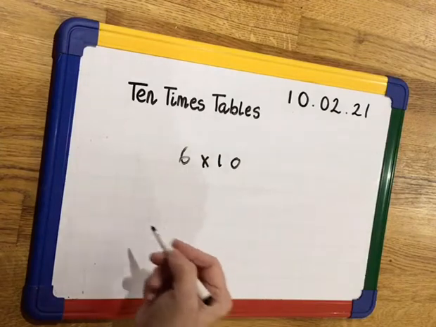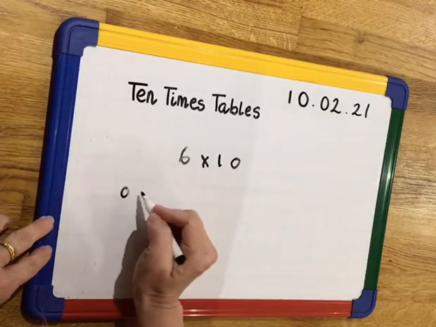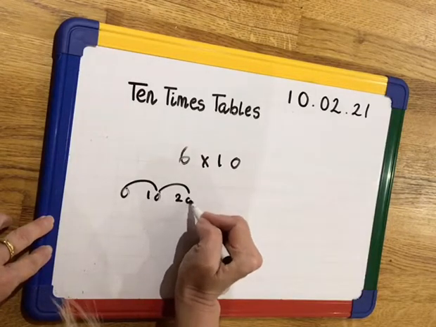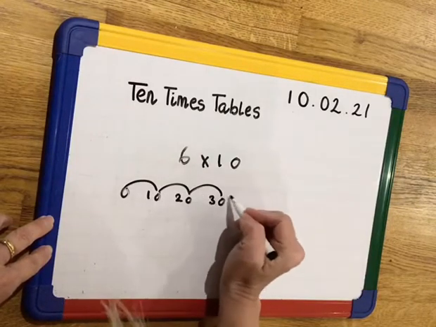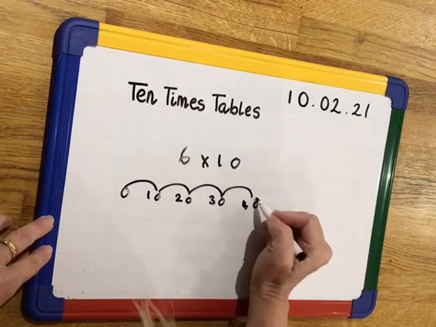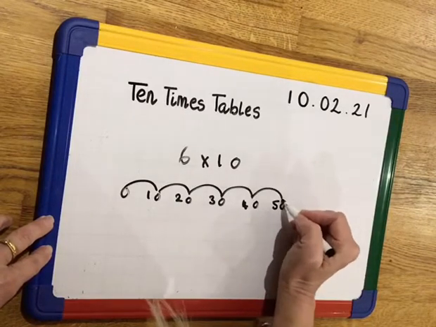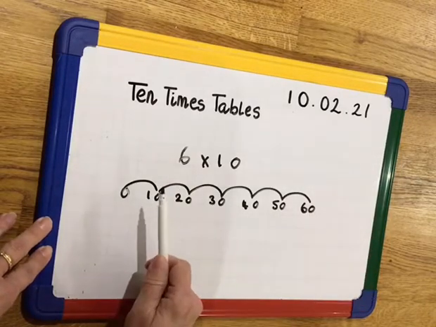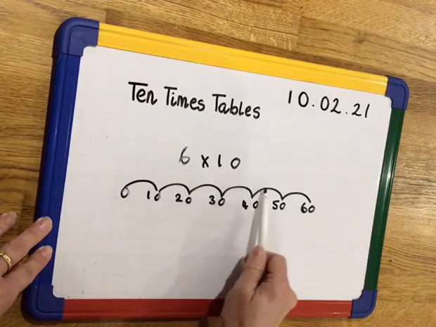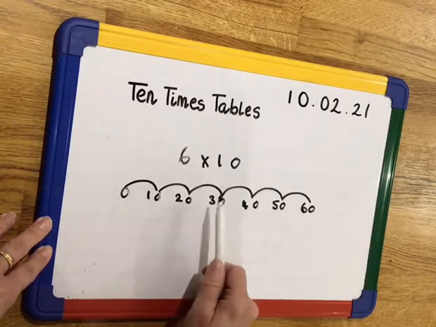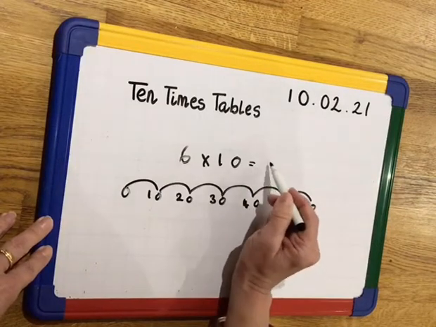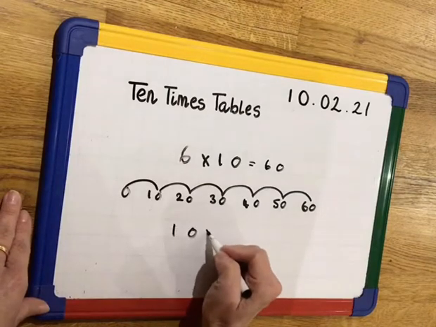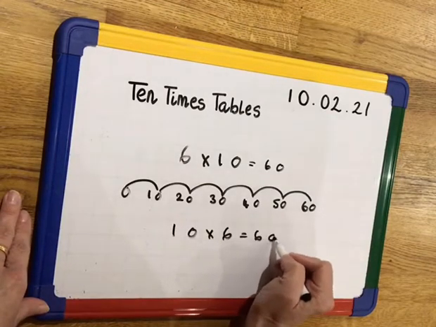So let me draw my number line. When I draw a number line, I need to start at 0. Let's draw on 1 lot of 10. 2 lots of 10. 3 lots of 10. 4 lots of 10. 5 lots of 10. 6 lots of 10. Let's just check my jumps. 1, 2, 3, 4, 5, 6. 6 lots of 10 is 60. And of course, if I know that 6 times 10 is 60, I know that 10 times 6 is 60.